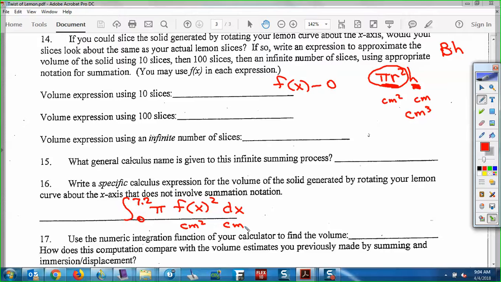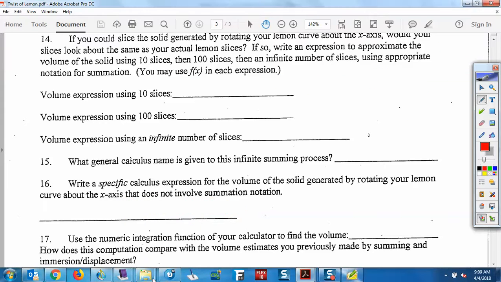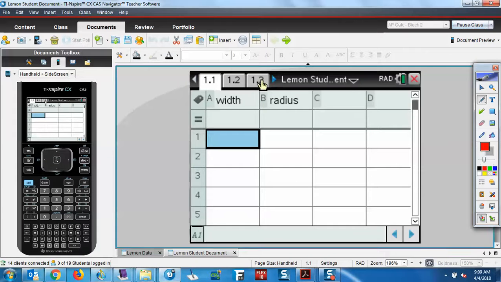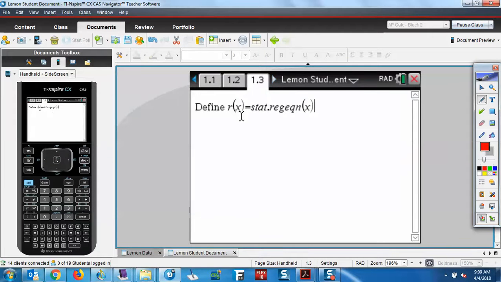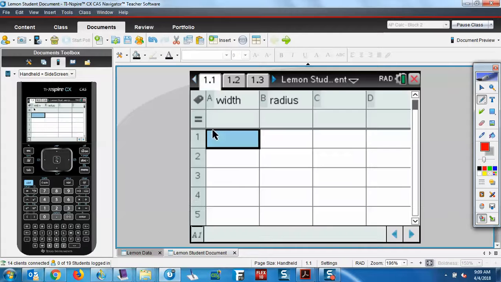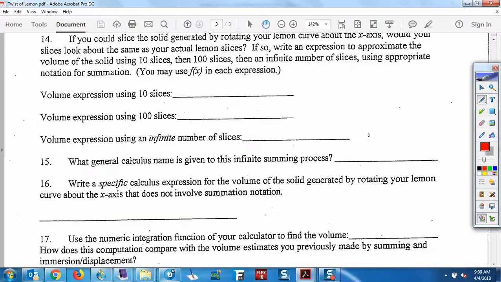So now, a lot of you were not very close, right? When you type this into your integral, you'd probably use r of x, because back here we called that r of x. So on your calculator, you type in that integral from 0 to 7.2 or 8.7 or whatever you had, times pi times r of x squared dx. Okay? And did anybody get very close?